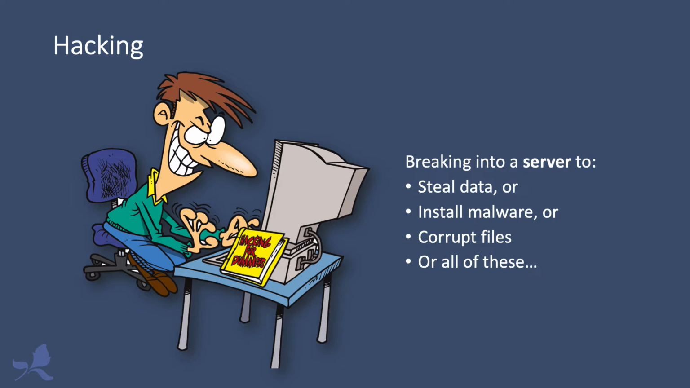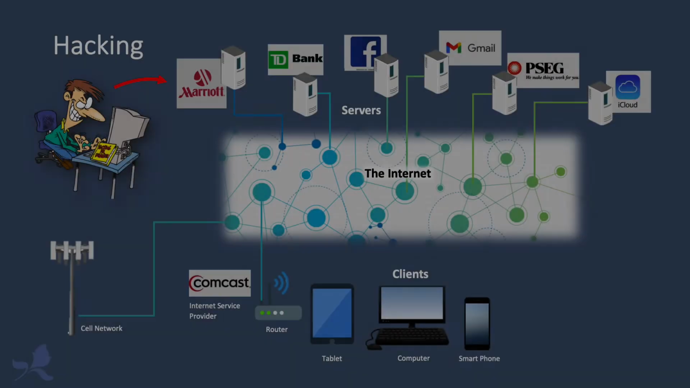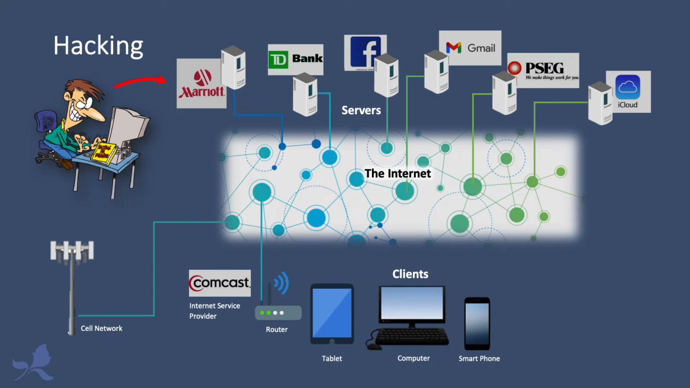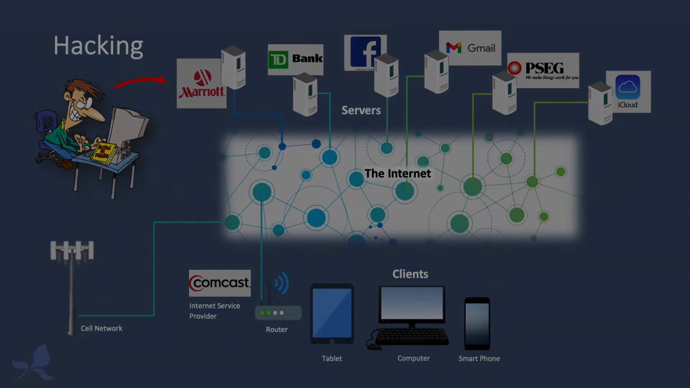Now that you understand how the Internet works, let's turn our attention to how others gain access to your information. One way is by hacking into corporate servers to steal data, or install malware, or corrupt files, or do all of these. Note that hackers are not trying to break into your computer. That's too difficult. Rather, they want the gigabytes of confidential information on corporate servers. How they obtain access to those corporate servers is something we'll discuss a little later.